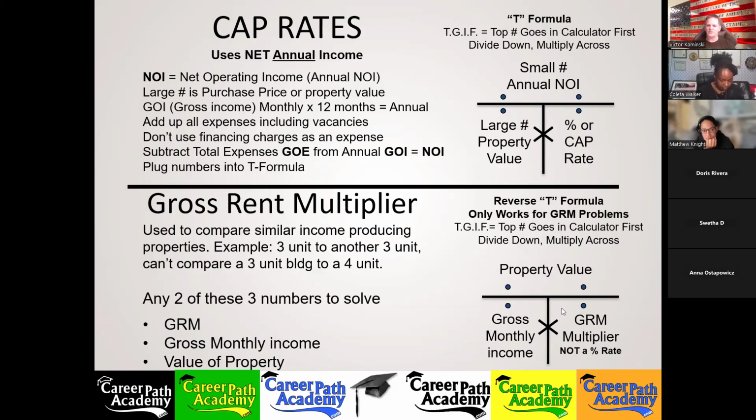And then the number on the other side is not a percentage. It is a whole number. The GRM is a multiplier. That's a whole number. It's not a percentage or a rate. All right.